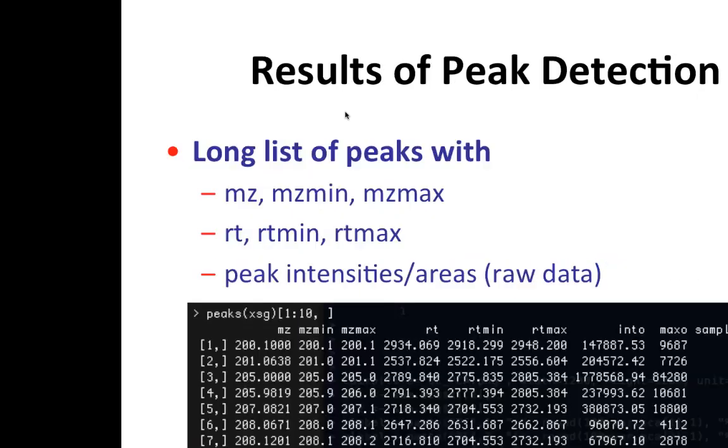So after fill peaks, we get a long list of peaks. We have all their information. We have the m/z mean or max. Basically, mean or max are based on the whole group, the whole set of samples, because the default m/z is a median or mean value. m/z min or m/z max is within this group, which is lowest and which is highest. Same for the retention time, min and max, and peak intensity and area.